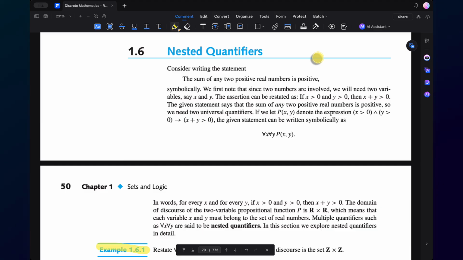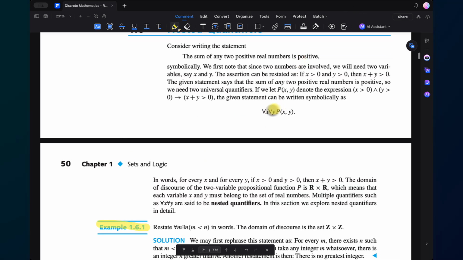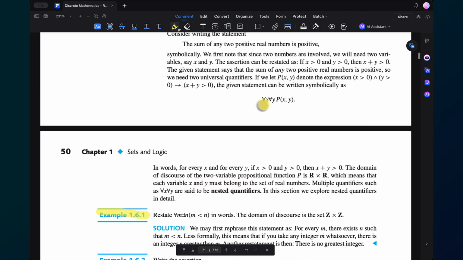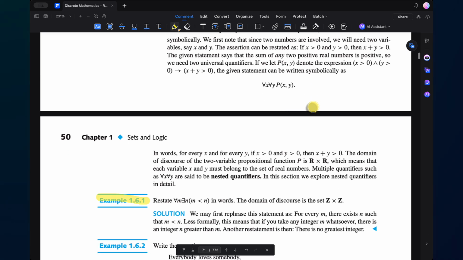Okay, here we go. Chapter 1.6, nested quantifiers. Nested means that you can see them intertwined. So I'll talk a little bit about it. Here we have for every x and for every y, P of x, y. Here there are going to be two objects from possibly different domains, and we usually restrict it to one domain, but it could be from anywhere.